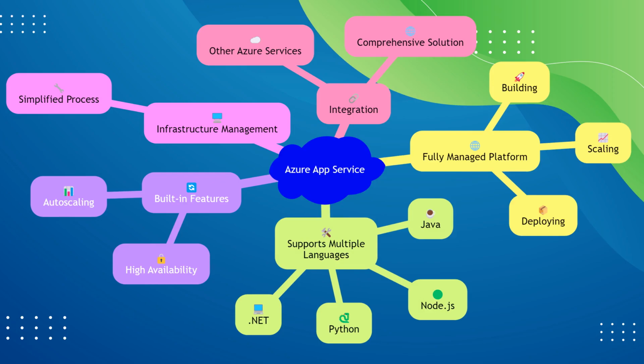Azure App Service is a fully managed platform for building, deploying, and scaling web apps. It supports multiple languages and frameworks, including .NET, Java, Node.js, and Python. With built-in auto-scaling and high availability, it simplifies the process of managing infrastructure. Azure App Service also integrates with other Azure services, providing a comprehensive solution for modern web applications.